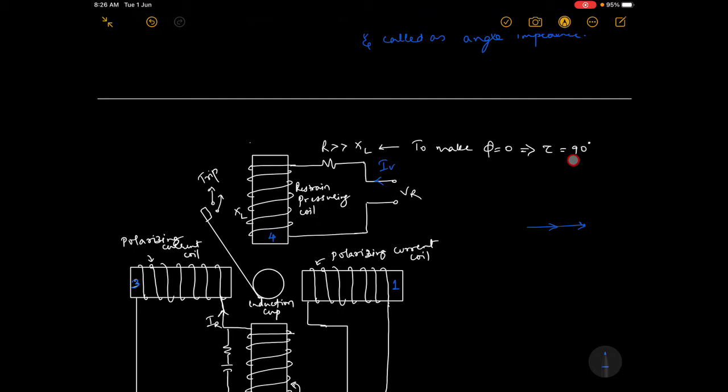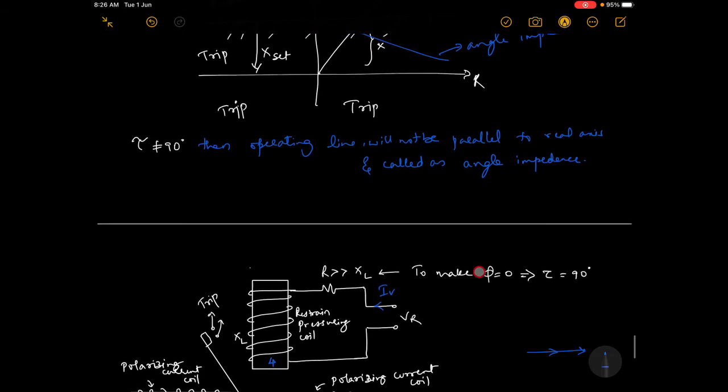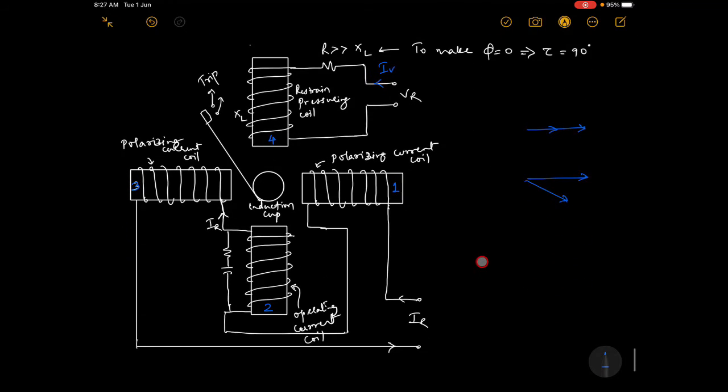Tau is equal to 90 degree, because voltage and current here, that is tau, correct? Voltage and current here, that is tau. So using this R, you can vary. You can vary this voltage here. Current will be lagging in the inductive coil, so you can vary this. Since you can vary, you can have this blue line, a slant line of any angle. So this is how it operates.